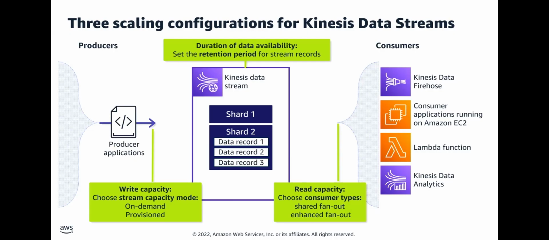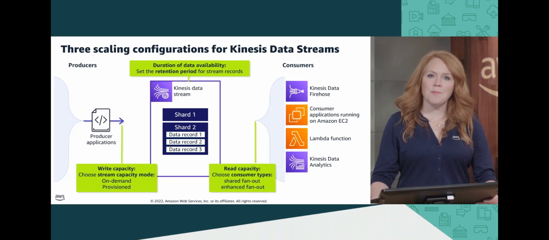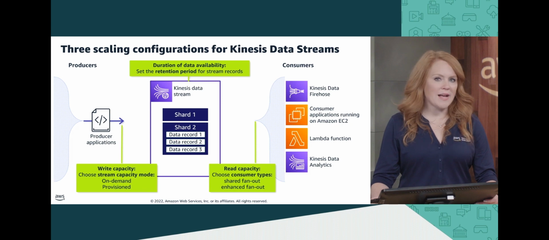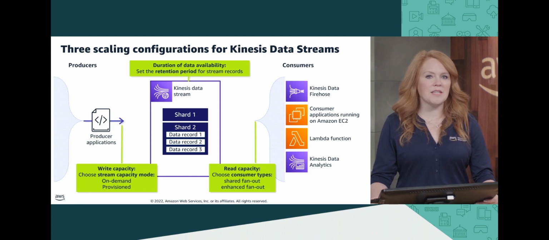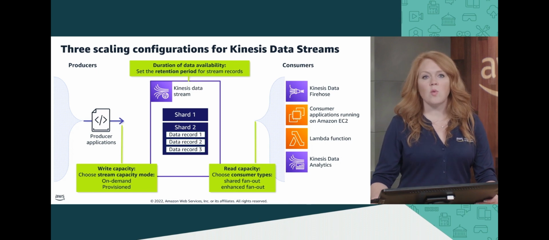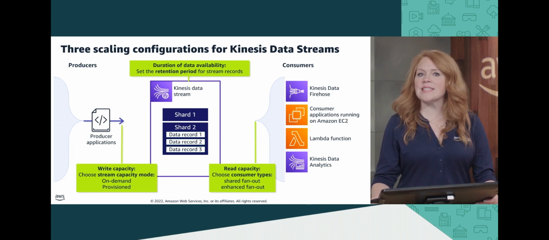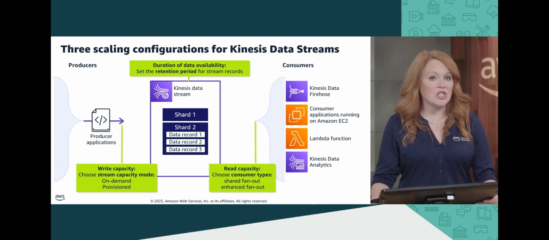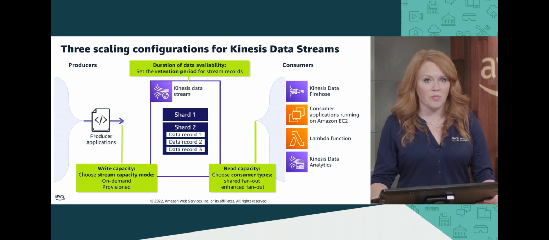The write capacity is controlled by how many shards are allocated to the stream, which sets the limit on how much data can be written to the stream in a given period. You can choose either on-demand or provision capacity mode. Data streams that use on-demand mode require no capacity planning and automatically scale to handle gigabytes of write and read throughput per minute. With on-demand mode, Kinesis data streams automatically manages the shards to provide the necessary throughput.